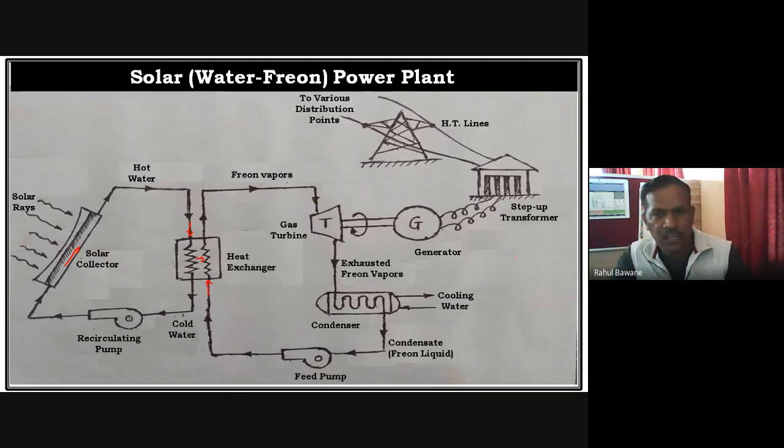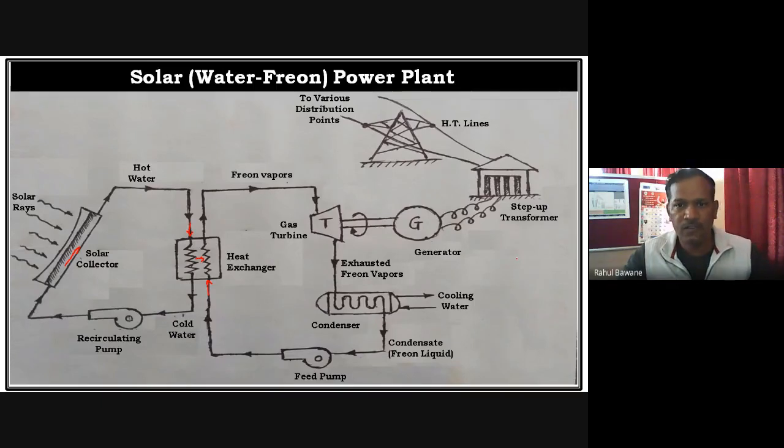So such kind of solar power plant working takes place in a water freon kind of solar power plant. Okay, there are a variety of solar power plants which we are going to cover in the next lecture, but here we are simply covering a simplified solar power plant, that is a water freon kind.